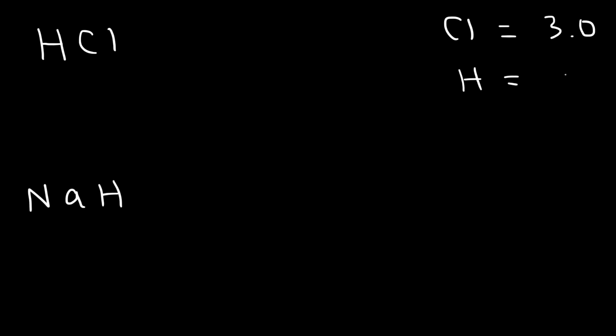Now let's look at 2 other examples, hydrochloric acid and sodium hydride. Chlorine has an electronegativity value of 3.0. Hydrogen is 2.1. And sodium, it's like 1 point something. I'm not sure what the exact number is. It could be like 1.5, 1.7, but I know it's less than 2.